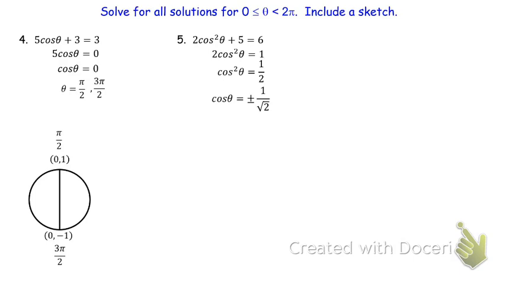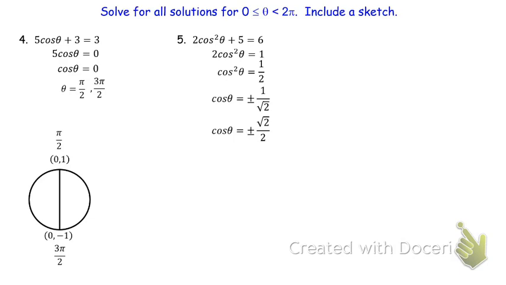Now we don't want to leave it like this. We don't leave a radical on the bottom, so we're going to do what's called rationalizing the denominator. The way we're going to get that radical off the bottom is we're going to multiply top and bottom of the fraction by root 2. 1 times root 2 in the numerator is going to be root 2, and root 2 times root 2 in the denominator is going to be the square root of 4, which is just 2. Therefore, when we rationalize the denominator, we get cosine theta is plus or minus root 2 over 2.